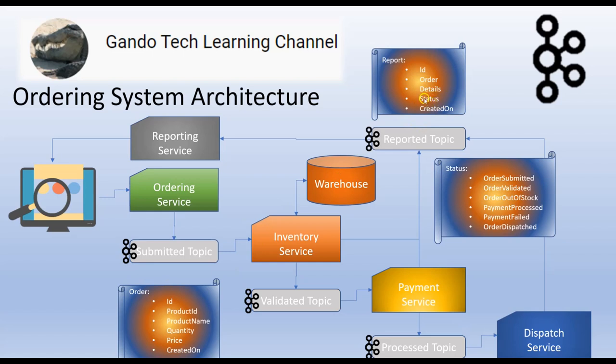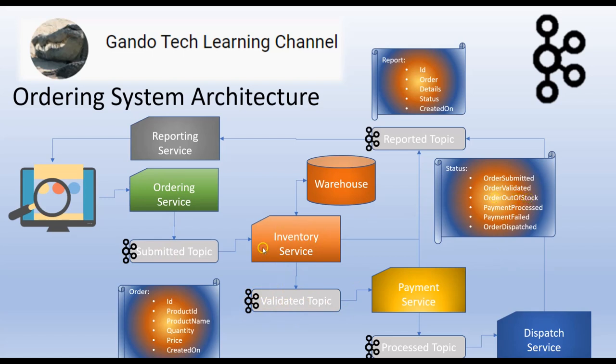And as part of the status, we are giving more clue to the reporting service to say, okay, this status could be order submitted, which means the ordering service has pushed the order inside the submitted topic, and order validated, which will be the report coming from the inventory service once it validates the order and puts it in the validated topic. Order out of stock.